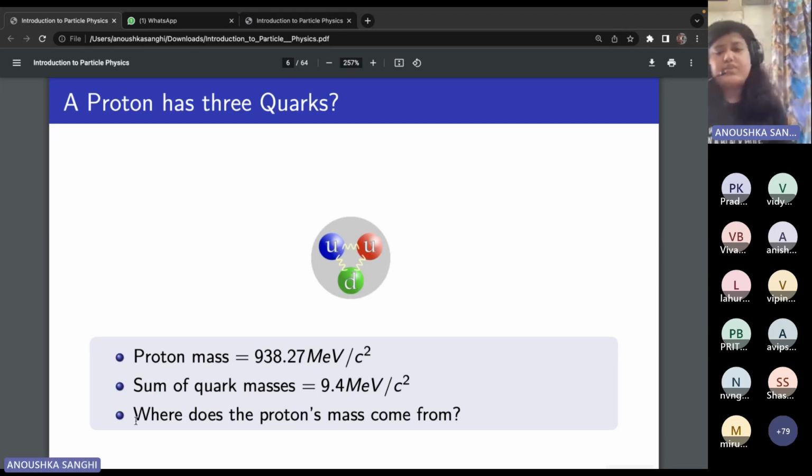Can we think about why the sum of quark masses is less and the proton mass is too high? So how does the proton's mass come about? That's a very good question. For that, I think we need to understand something called gluons. Yeah, again, the name of one more.